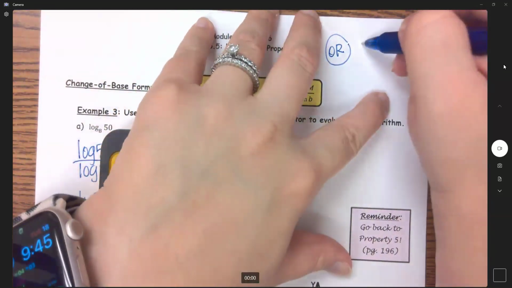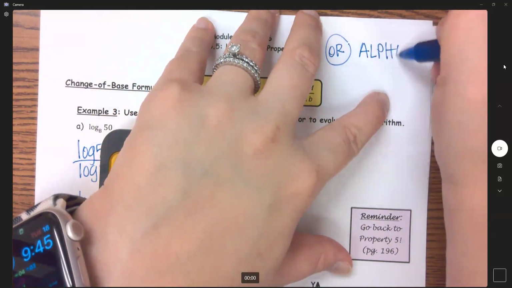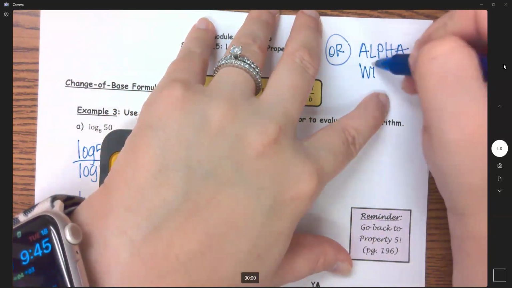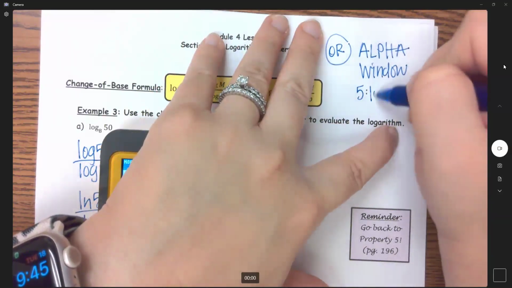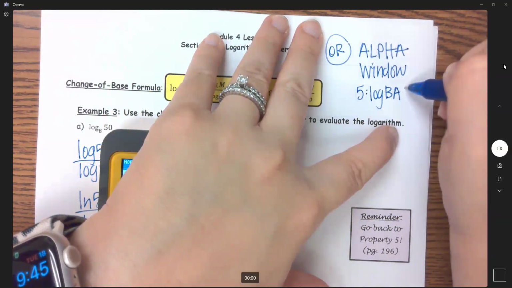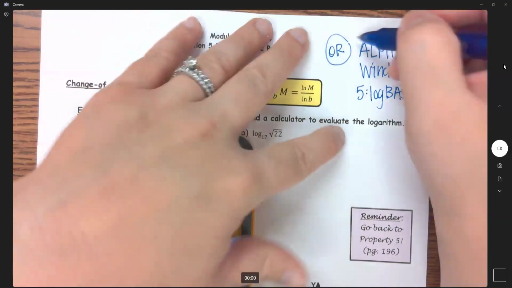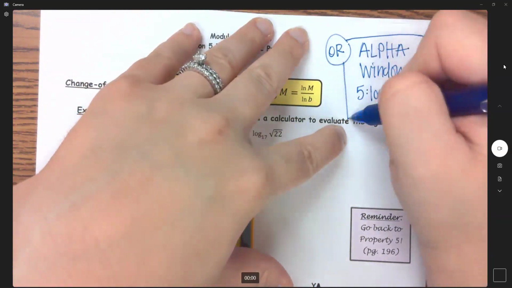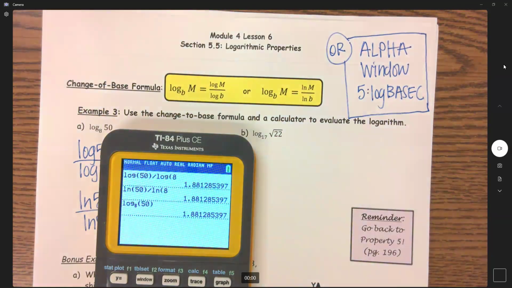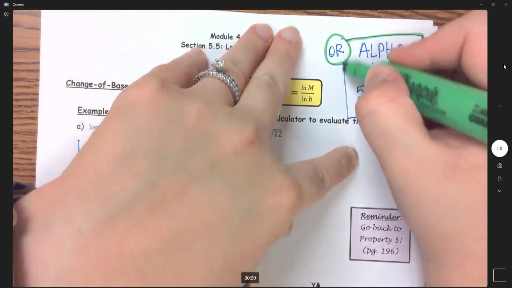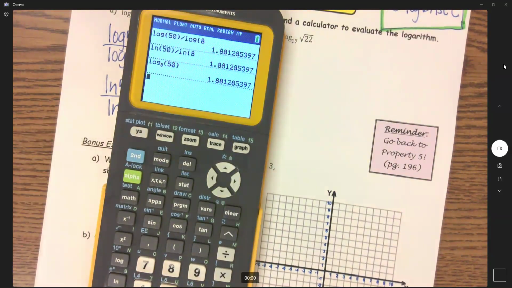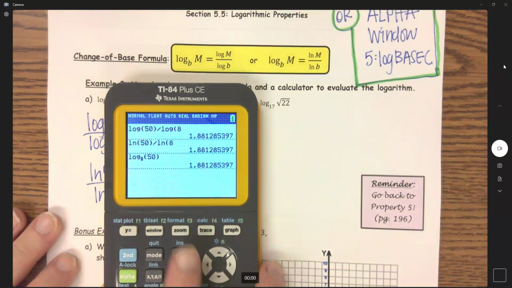So we can use this, or we can go to alpha window, and then it's number 5 log base. I'm going to highlight this in green because that alpha button, at least on my calculator, is green. Yours might be a different color. Okay. So either way, you get the same answer.